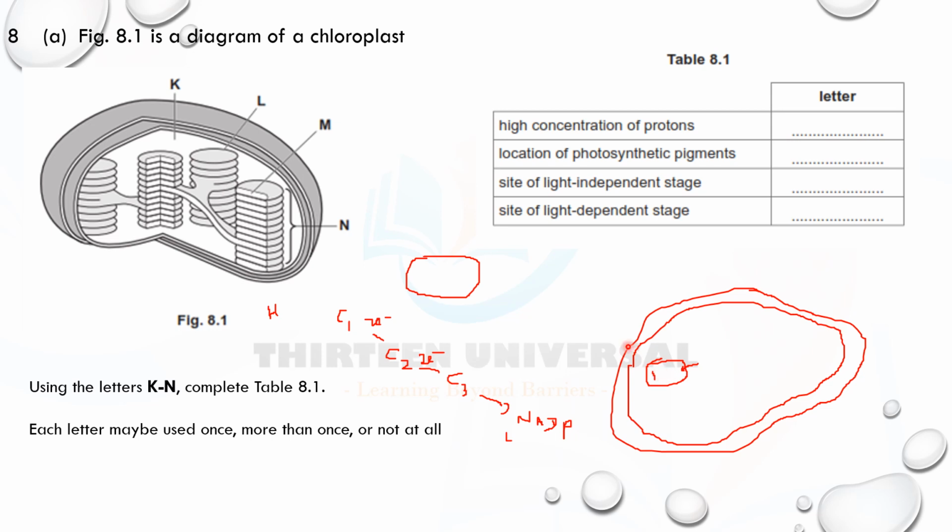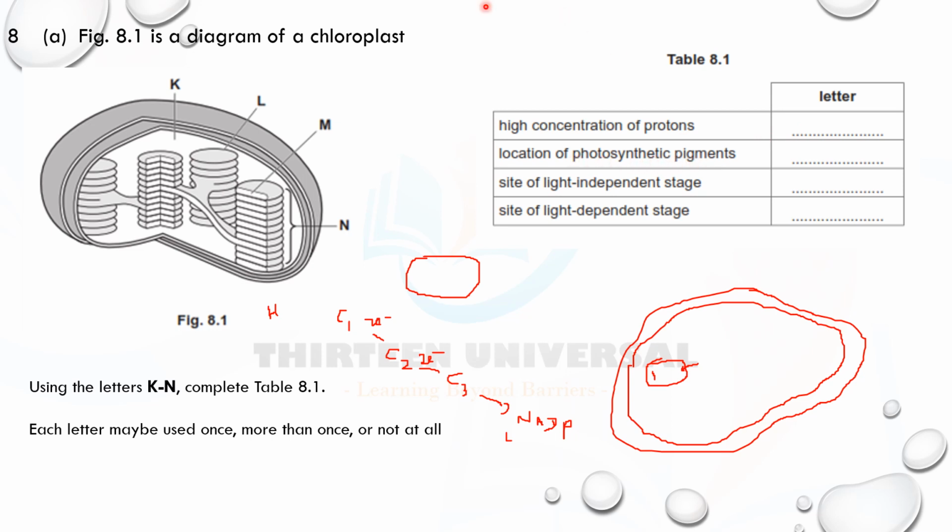So when this asks us where we have a high concentration of protons, we have a high concentration of protons in the lumen, so the lumen is M, that's M, okay? So that's M.